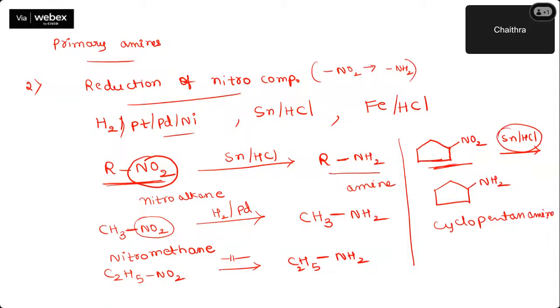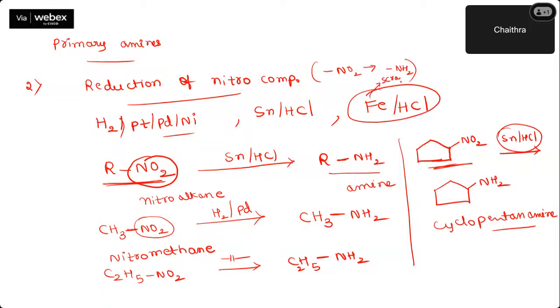That is the IUPAC name of this compound. Okay, so one thing you have to note in this reduction of nitro compounds is, among all these reducing agents, which is used as the best reagent? Please have a note of this. Iron. This is also nothing but scrap iron.